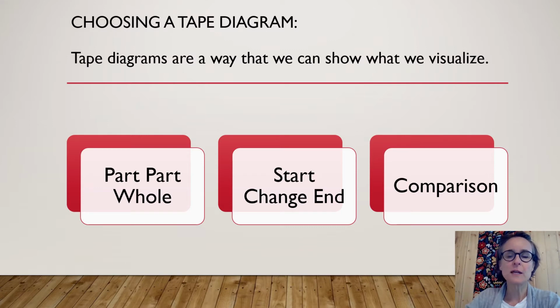When you choose a tape diagram, you choose it based on what you visualized when you were reading sentence by sentence. Tape diagrams are the way that we show what we saw in our mind. Different people call the different tape diagrams by different names, but these are the ones we're going to use today. Part, part, whole, start, change, end, and comparison.